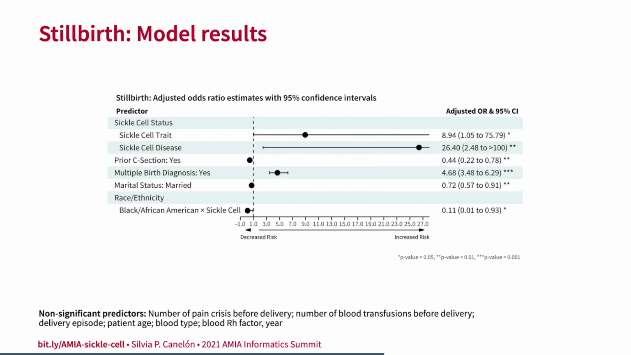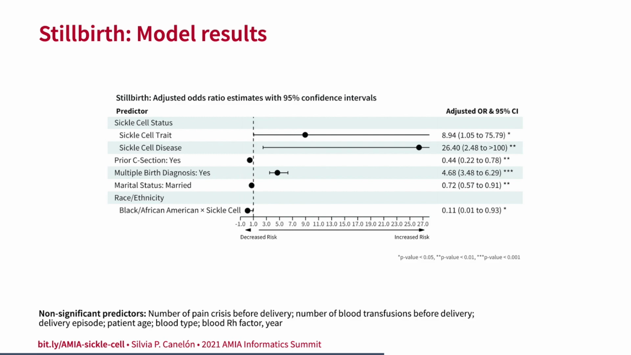In terms of the model results, I'll point out here on this forest plot that sickle cell trait and sickle cell disease were both associated with an increased risk of stillbirth. So a patient with sickle cell trait, the increased risk was almost 9 times greater than patients without sickle cell trait, and with patients with sickle cell disease was almost 27 times greater.